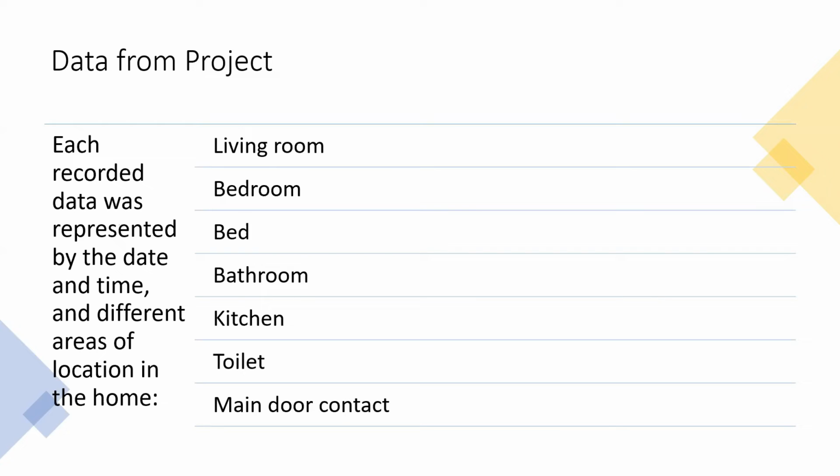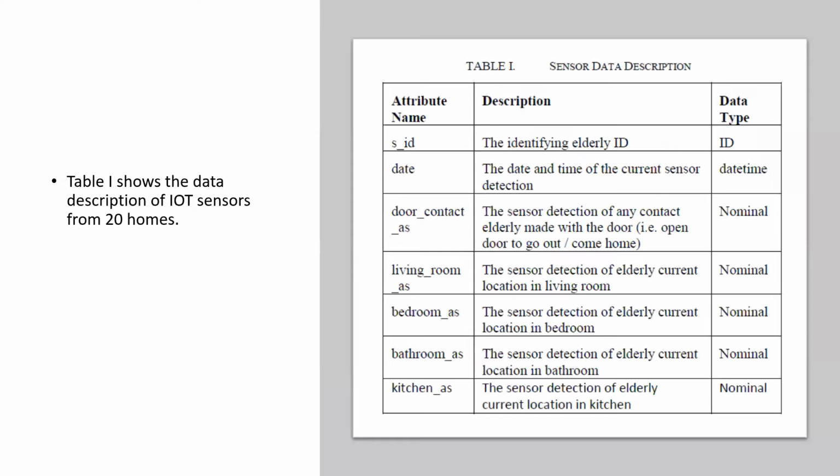Each recorded data was represented by the date and time and different areas of location in the home, such as the living room, bedroom, bed, bathroom, kitchen, toilet, and main door contact. On the table to your right, we have the sensor data description, which shows the data description of IoT sensors from 20 homes.